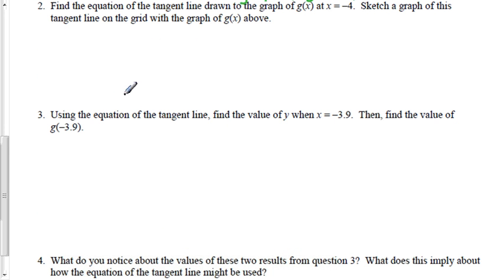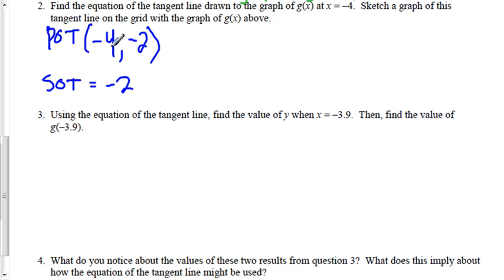So number 2 wants us to find the equation of the tangent line drawn to the graph of g of x at x equals -4. So what do I need? I need the point where they intersect, and I need the slope of the tangent line. Then I can use point-slope form to get the equation of the line. The point, I know I'm at x equals -4. I can substitute into the original function g of x or into the derivative g prime of x.